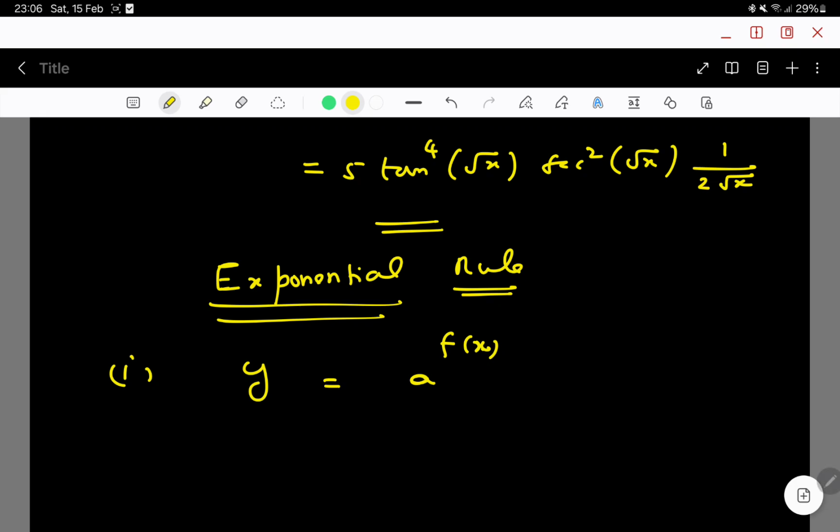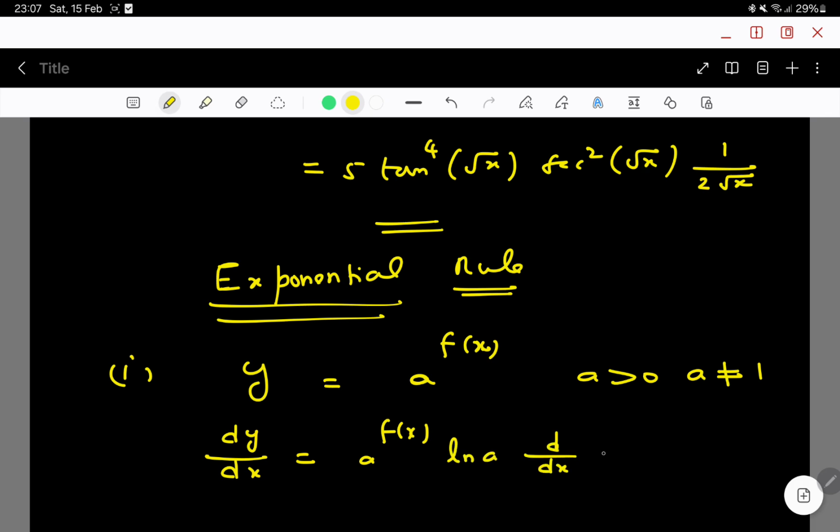Here a is always positive. a is greater than 0 and a is not equal to 1. If a equal to 1, it is not an exponential function. So y equal to a power f of x, dy by dx is, write a power f of x as it is, write ln a, again differentiating the function. That's all.